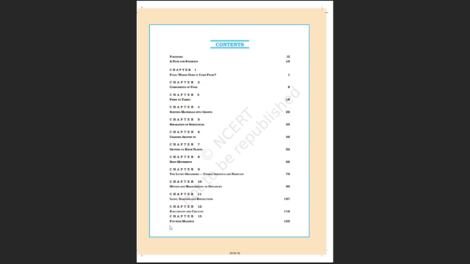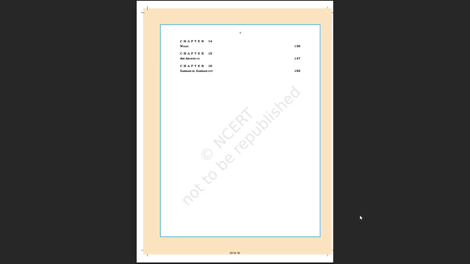Then the 13th chapter is Fun with Magnets. In this we will study how magnets are formed, how they are used for different purposes, which are magnetic materials, which are non-magnetic materials, the properties of magnets, etc.